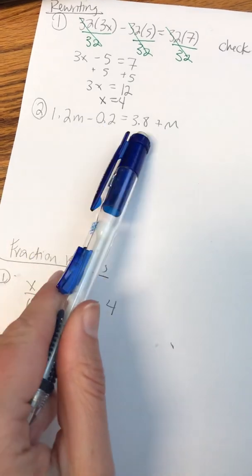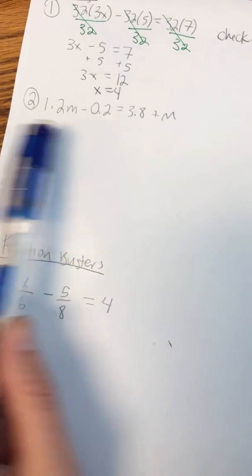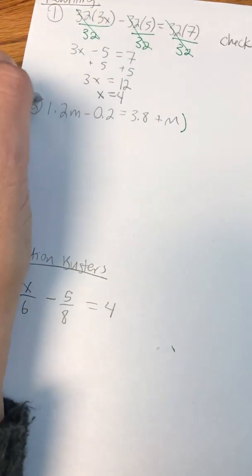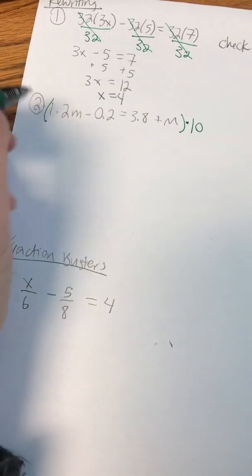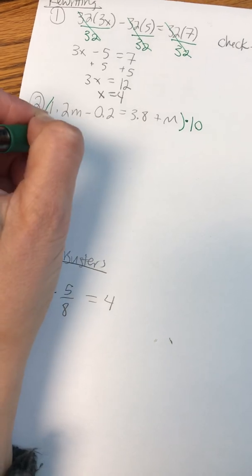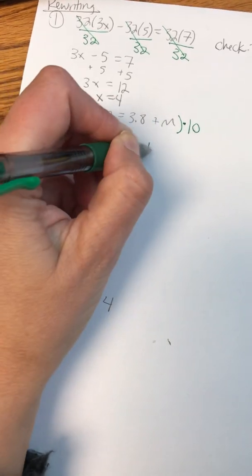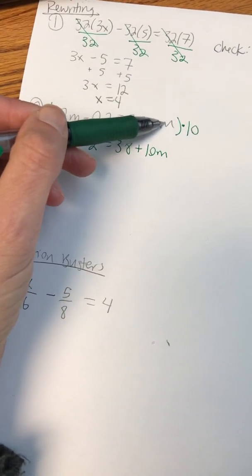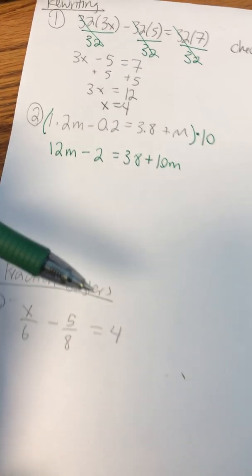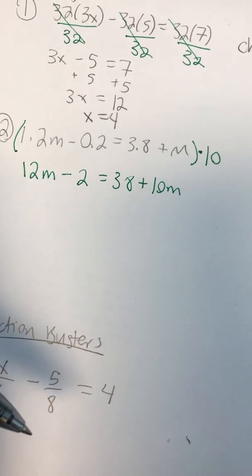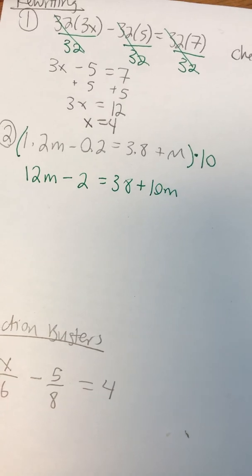So this one, they all go out to the 10th spot, or that's the farthest spot, so you want to multiply through by 10. Then if you do that, you'll be able to get rid of the decimal. So you get 12m minus 2 equals 38 plus 10m. Make sure you multiply every term, even the one that doesn't have a decimal. And then you go ahead and solve the equation the rest of the way, and I already sent you the picture with what the answer is. So I'll leave that one for you to try.